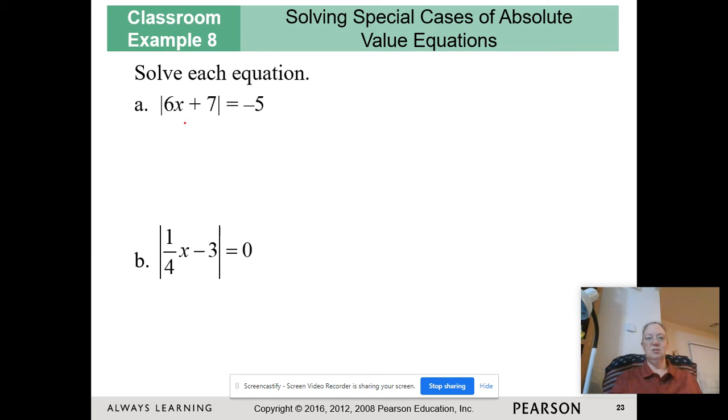So this, see where it says the absolute value is equal to a negative number? This is a distance. Distance can't be negative. No solution.